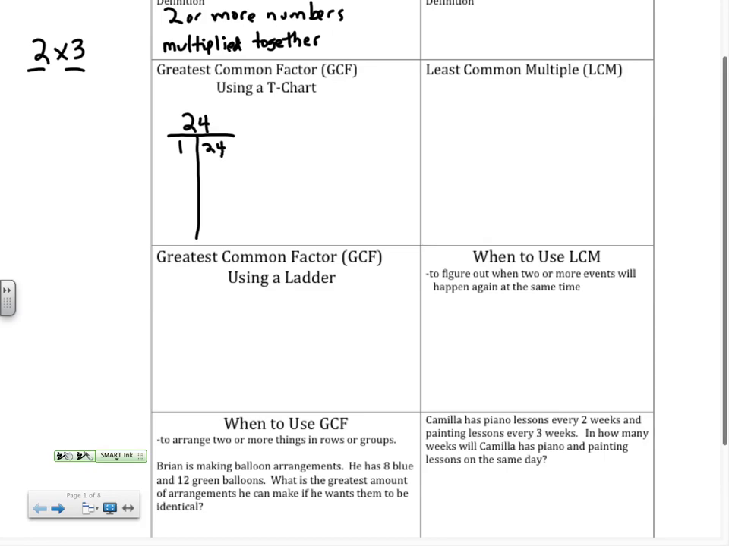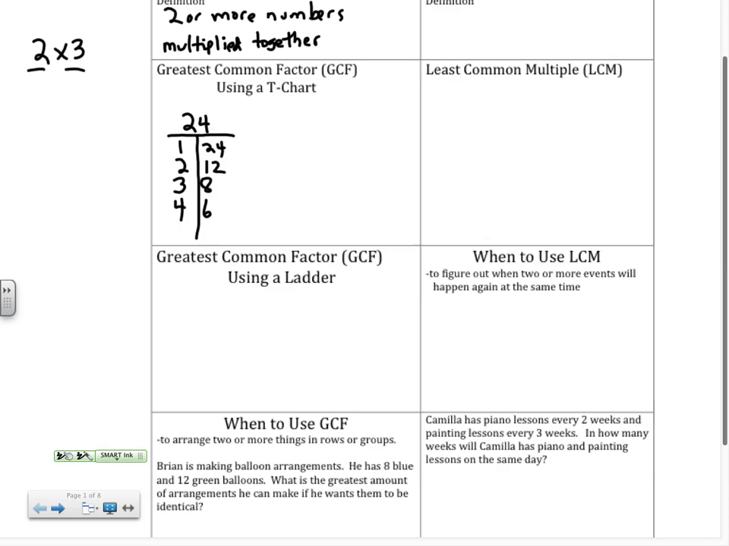The second factor pair, going in order, would be 2, and 2 times 12 is 24. Next is 3. 3 times 8 is 24. And finally, 4 goes into 24 6 times. So 4 times 6 is 24. So if we counted them, we have 1, 2, 3, 4, 5, 6, 7, 8 factors of 24.